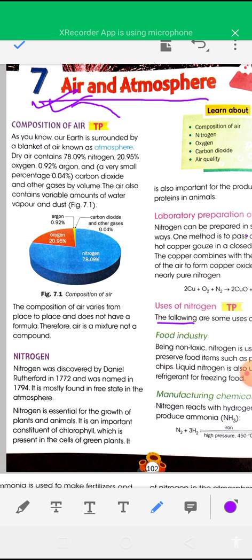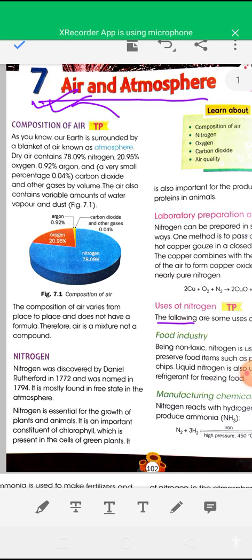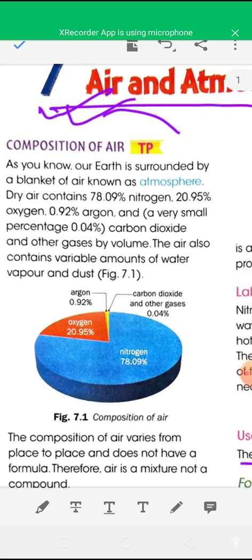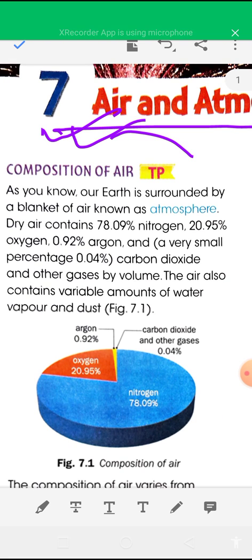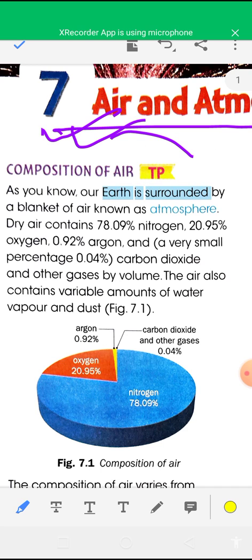The topic is air and atmosphere. So first you have to know what is air. Air is a mixture of different gases in which to some extent dust particles and water vapor are also present. And what is atmosphere? Atmosphere is the blanket of air around the earth. Our earth is surrounded by a blanket of air which is known as atmosphere.